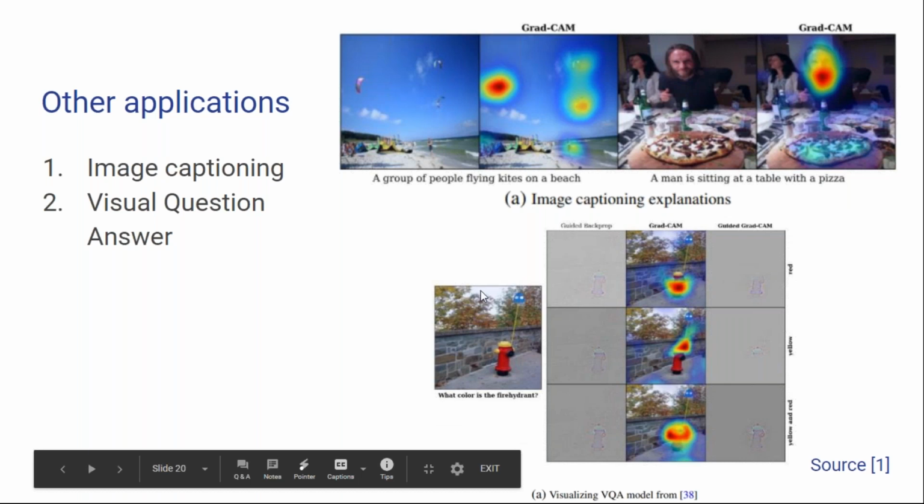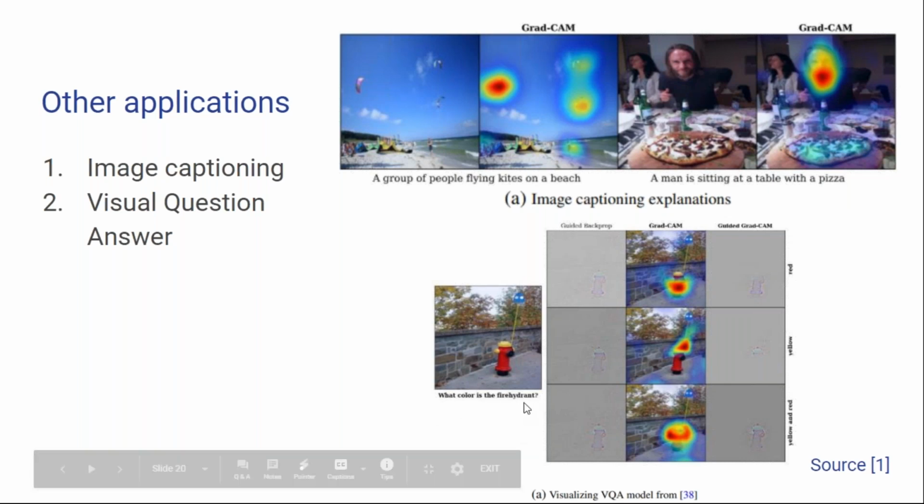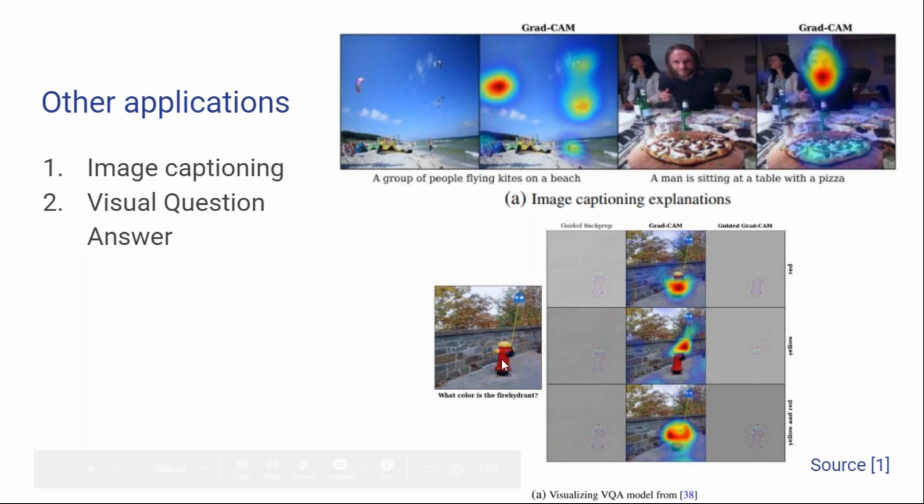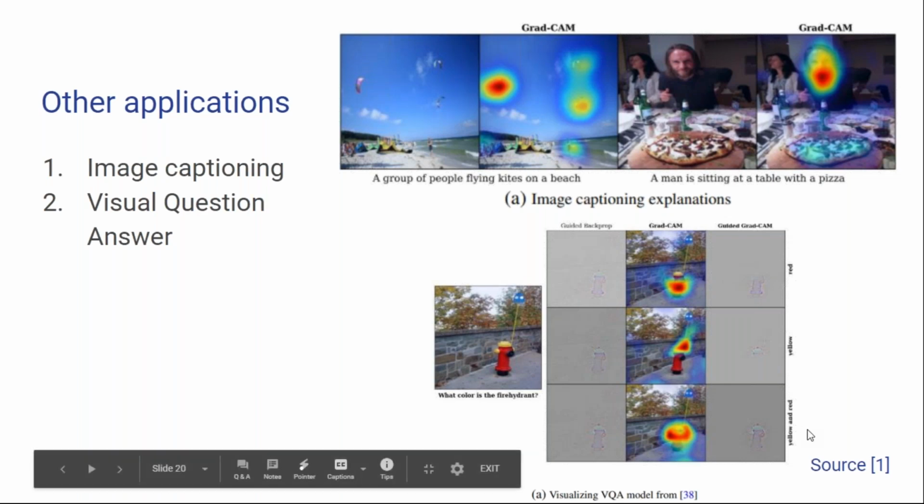And also visual question answering: you give an image and ask the model what color is the fire hydrant, and if it says red, it will highlight the red part of that image. Let's say if the model says yellow, it highlights here, and if it says yellow and red, it means it is highlighting the entire fire hydrant.